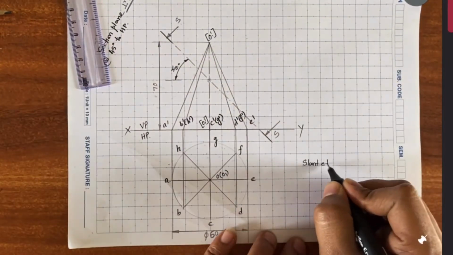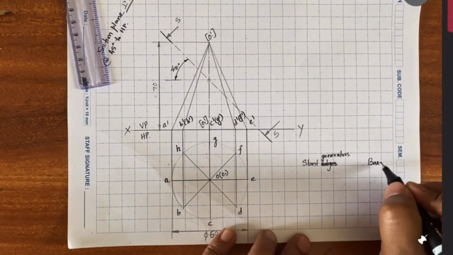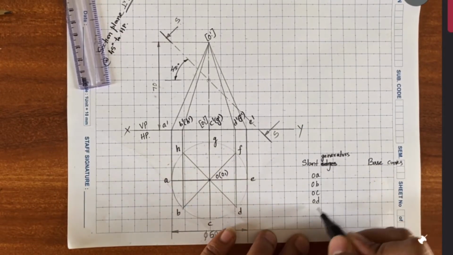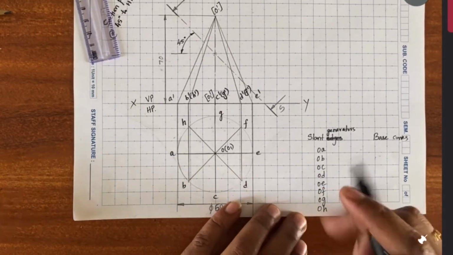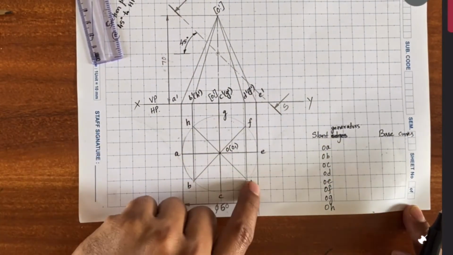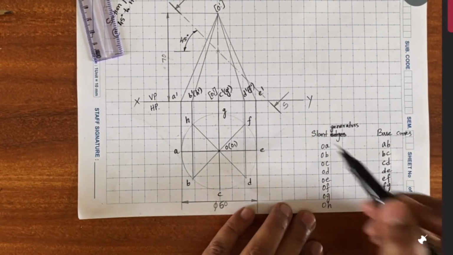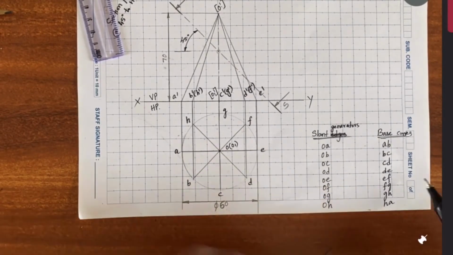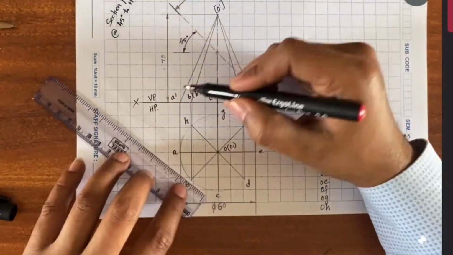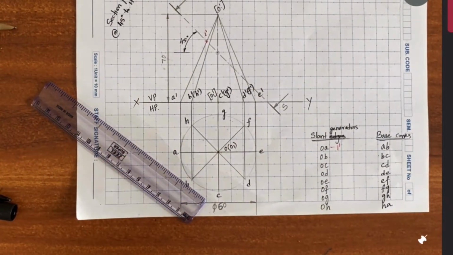Now we need to check all the points where the sectional plane is cutting the actual solid. While the cone does not have any edges, we will consider the slant generators and the base curves. The names of the slant generators and the base curves are listed here. OA, OB and the others will be slant generators, AB, BC and others will be base curves. We will check where the sectional plane is intersecting with each of these elements. So it intersects at OA, and we'll get 1 dash there.